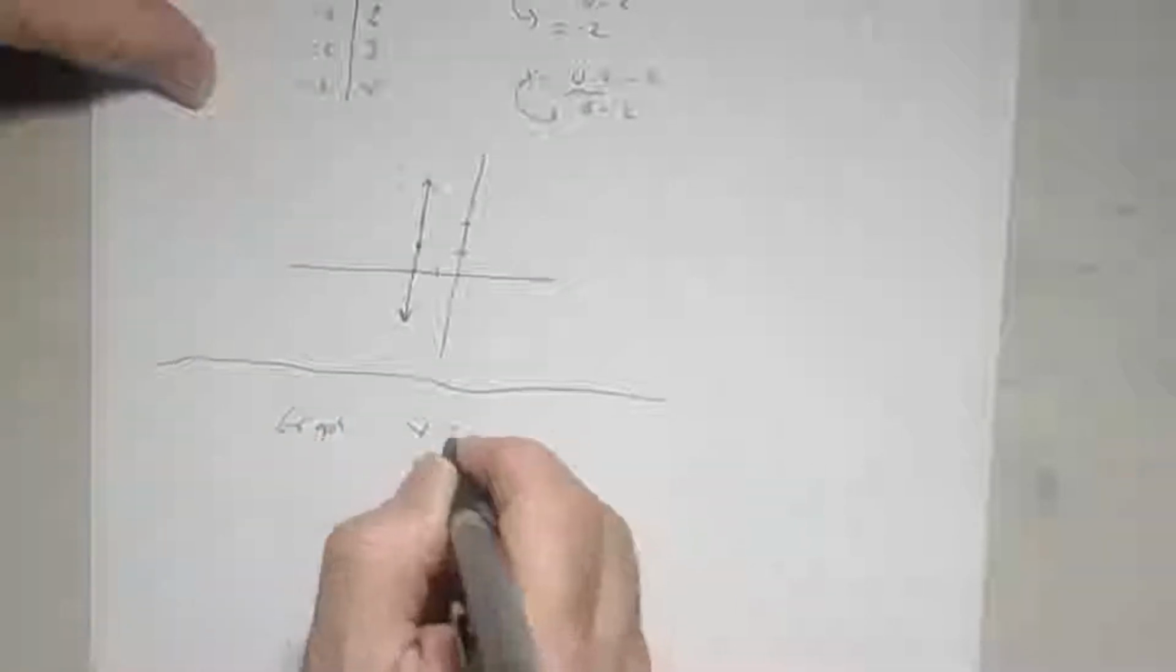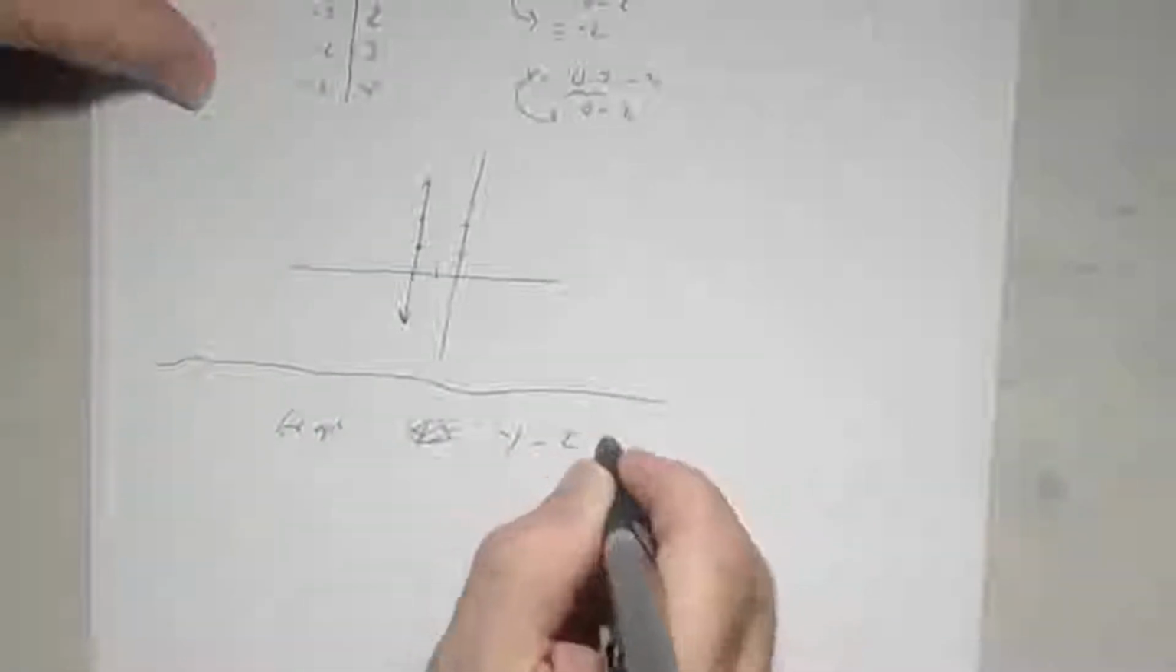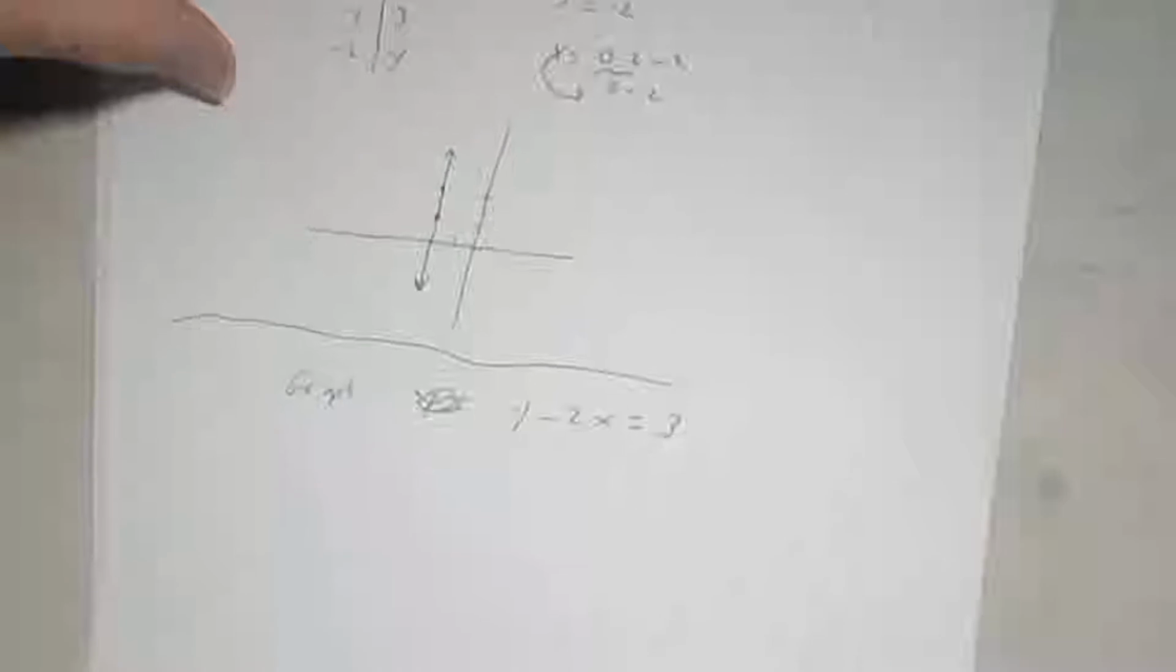Is there any questions on this? All right, so then, let's suppose you had this. Okay, graph y minus 2x equals 3. What might you want to do first to graph this?